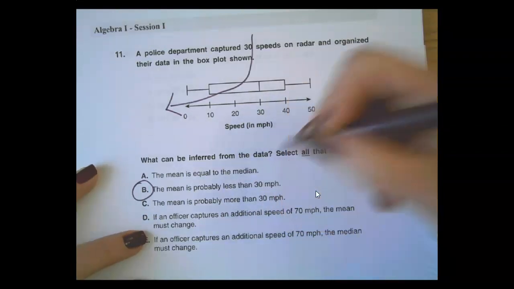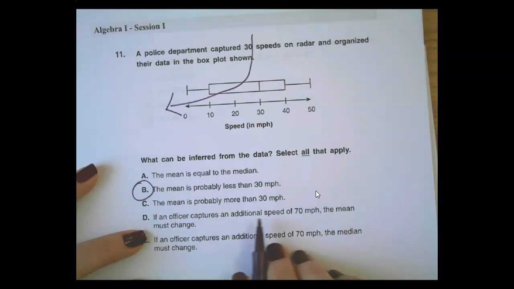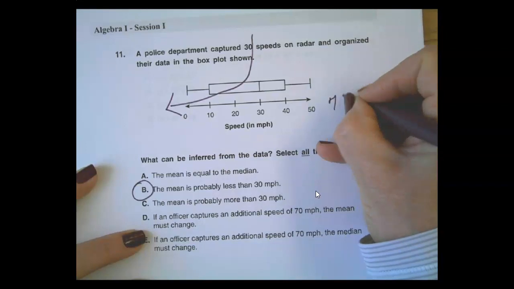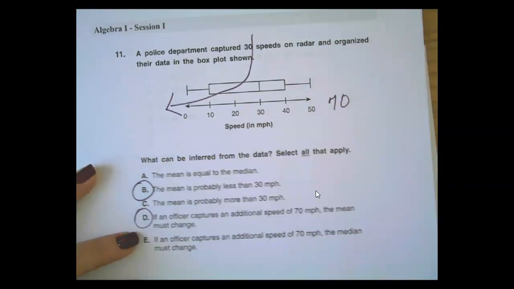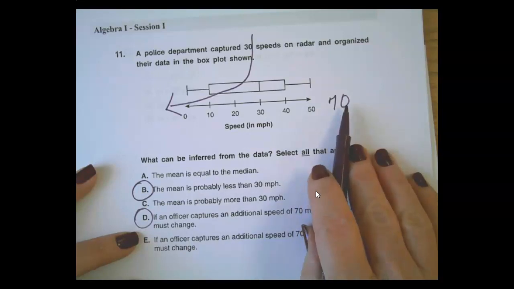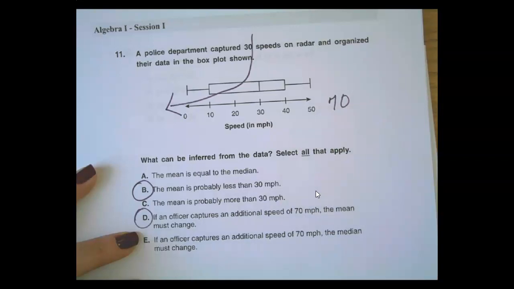No. If an officer captures an additional speed of 70, the mean must change. Well, that's true. Remember, if you have another number and it's kind of an outlier, it really is going to change the mean. The median doesn't necessarily change because you cancel it out and it really does not affect. So the answers would be B and D.